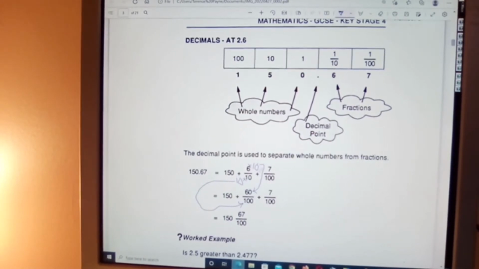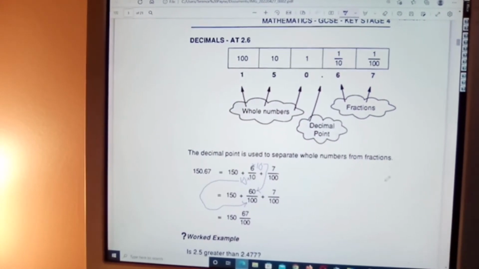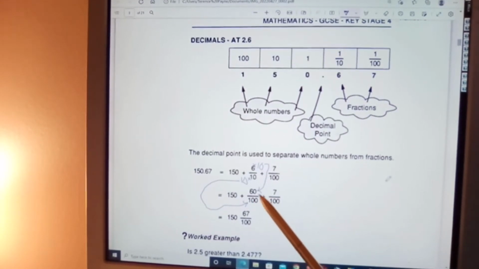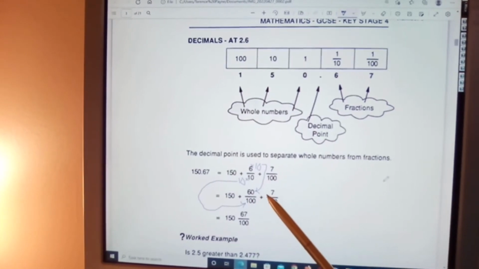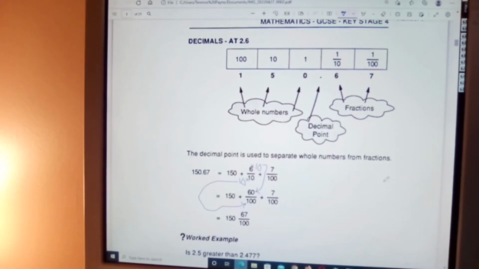Okay, so 10 times 6 is 60, 10 times 10 is 100. So you can now see that the denominator is now the same as that denominator. Therefore, we're now going to add these two together. Therefore, it gives us 60 plus 7 equals 67 over 100. Okay, now we can bring this down to a lower level.